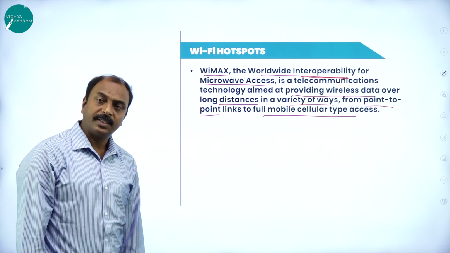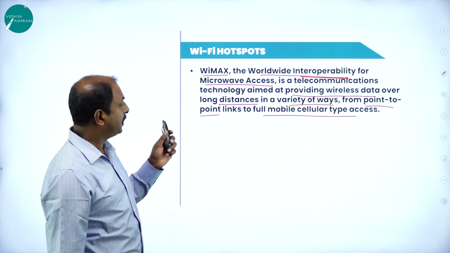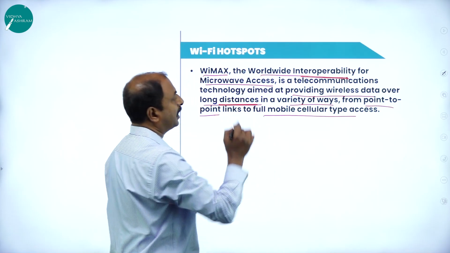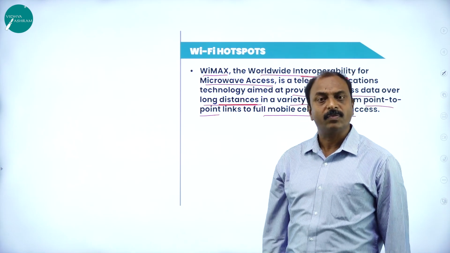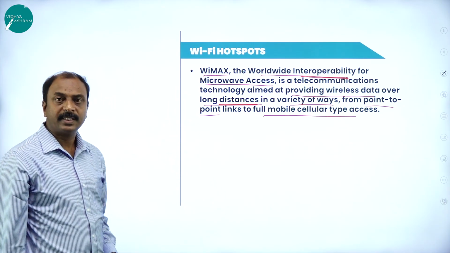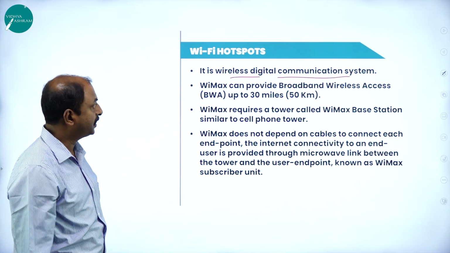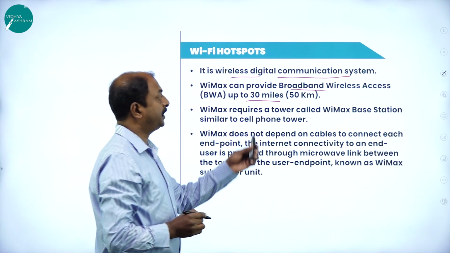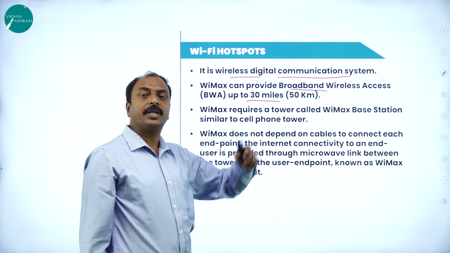So WiMAX is a technology that works with microwave access, and its aim is to provide wireless data over long-distance communication. As a facility, it provides long-distance wireless communication between two devices or two computers. It is a wireless digital communication system, and it provides broadband wireless access up to 30 miles. Look at the distance of this. It provides wireless communication up to around 50 kilometers.